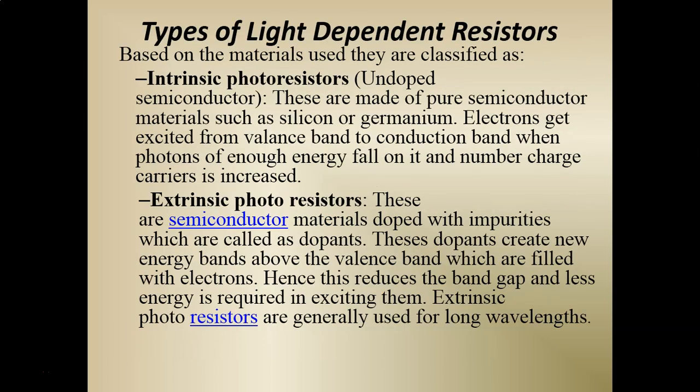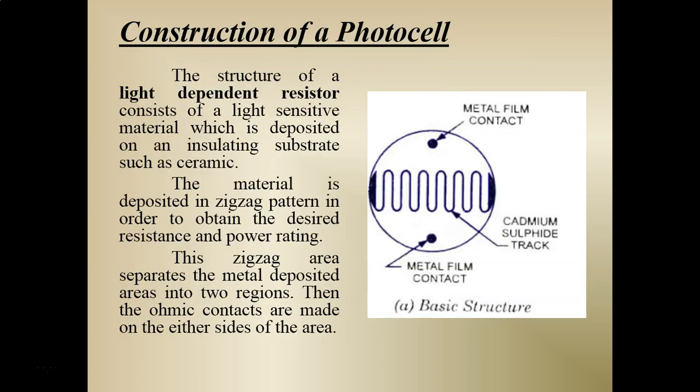Types of LDR. Based on the materials used, they are classified as intrinsic photoresistors and extrinsic photoresistors. Intrinsic means it is made up of pure semiconductor materials like silicon or germanium. Extrinsic, as you know, is doped with impurities called dopants. These dopants create new energy bands above the valence band which are filled with electrons. So it reduces the band gap and less energy is required to excite them.